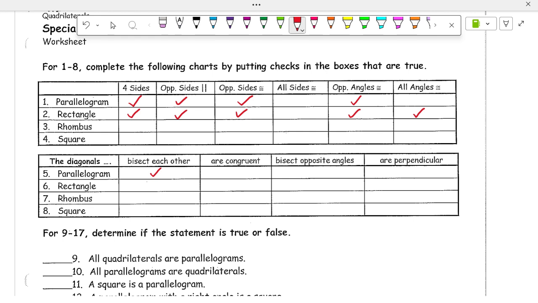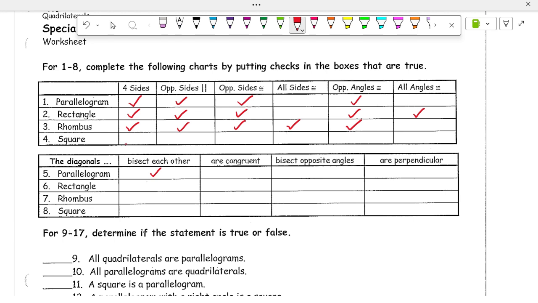All right. Group 8. Does a rhombus have 4 sides? Yes. Group 9. Are the opposite sides parallel? Group 1. Are the opposite sides congruent? Yes. Group 2. Are all sides congruent? Yes. In a rhombus they are. Group 4. Are the opposite angles congruent? Yes, they are. Group 5, are all angles congruent in a rhombus? No.